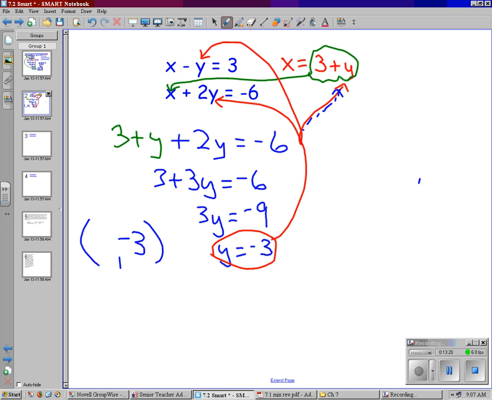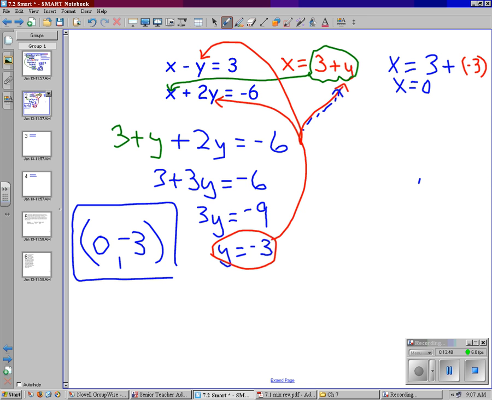This is the one I would probably do because it's already x equals 3 plus what that negative 3 is there. Okay, y is equal to negative 3. And so 3 plus negative 3 is 0. So you find out, hey, x is 0. That's okay. You can have 0 for an answer. And so I find out that my xy pair is 0, negative 3.